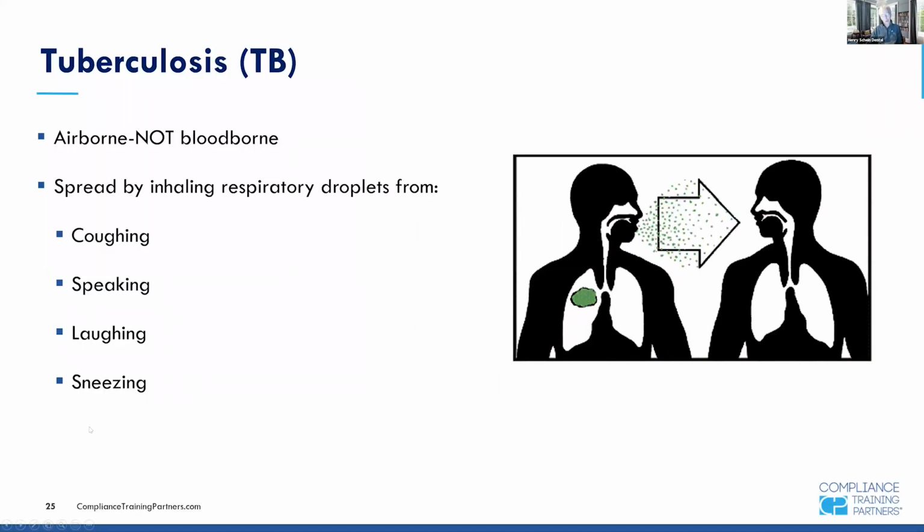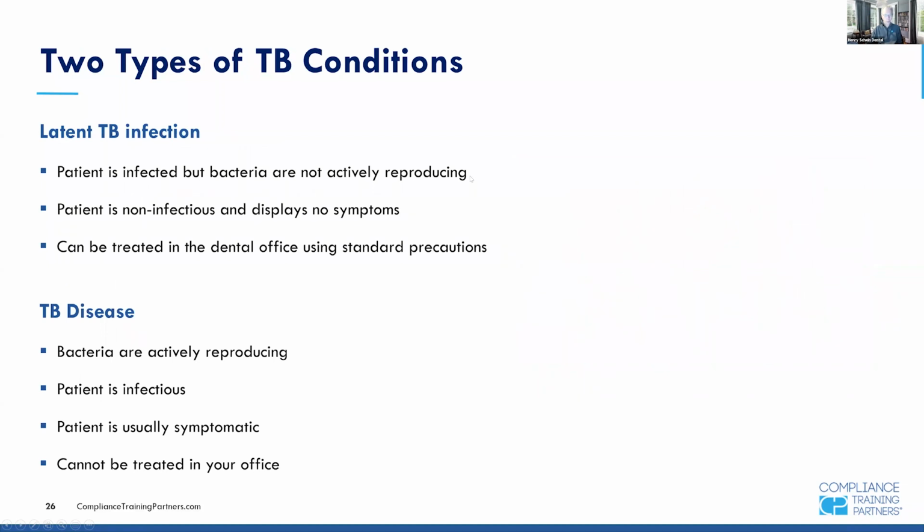So tuberculosis, just remember, it's airborne, it's not bloodborne. Much like COVID, it spreads from respiratory droplets, like from coughing or sneezing, laughing or speaking. Remember, there's latent TB infection and TB disease. Those are the 2 types of TB conditions.